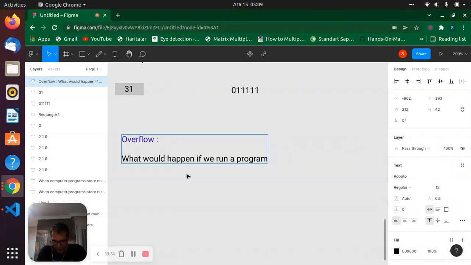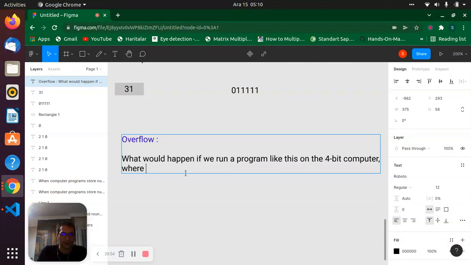If we run a program like this on the computer, where the largest positive integer is 7. The largest positive integer is 7.